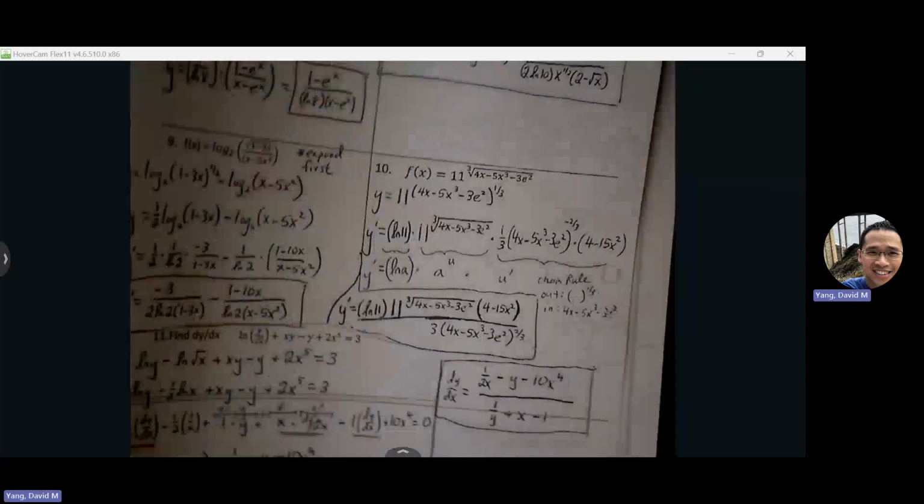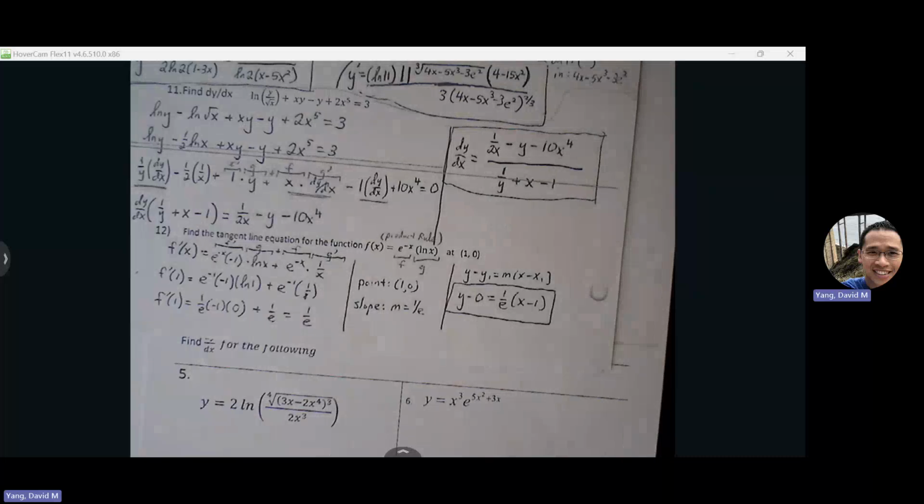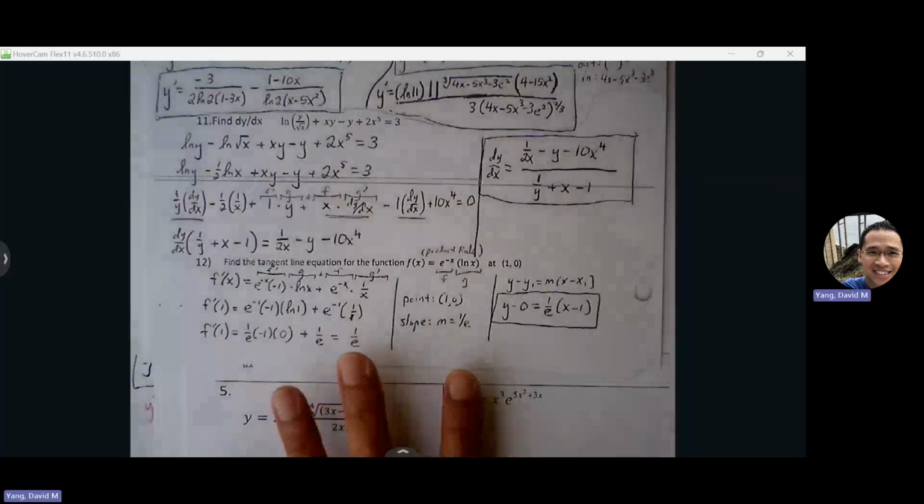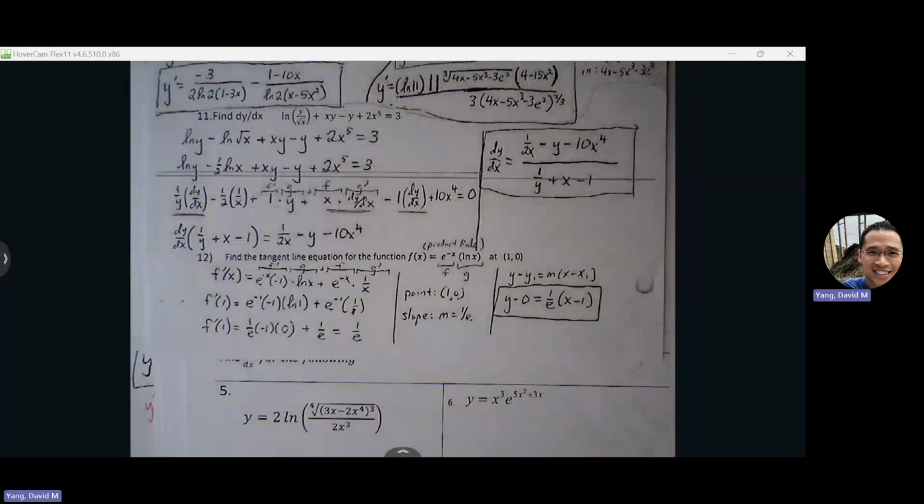We did 11, and then number 12 is tangent line equation. We need to be able to do that as well on the quiz. For tangent line equation, you go through the same process. You find the derivative, whatever it takes to get the derivative, and plug in the x value to get the slope. Once you get your slope, take your ordered pair and your slope and do point slope form.